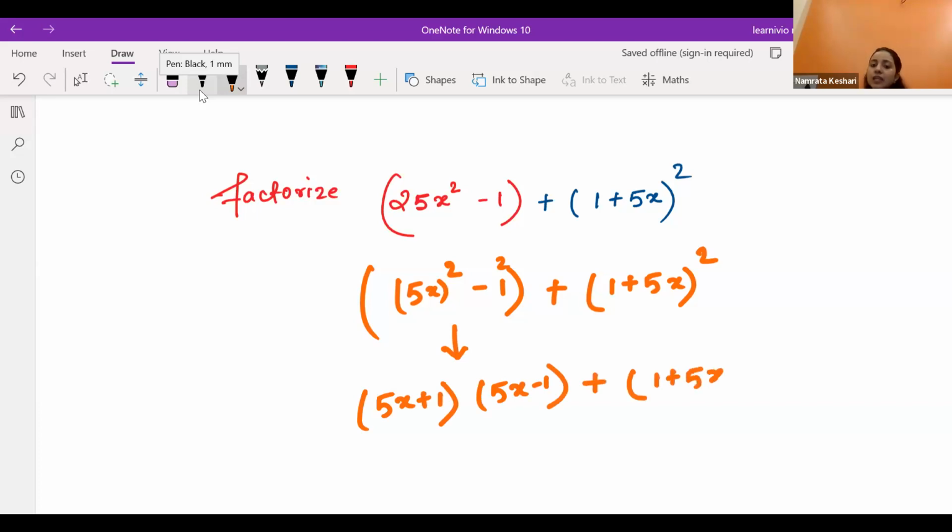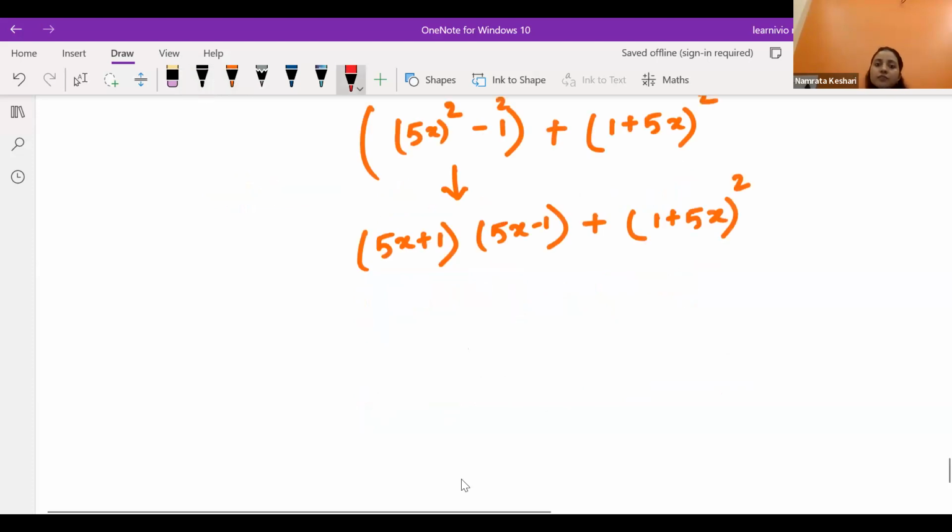Now if I will ask you again the same question, how many terms are there? Two terms are there. And what is the common factor? 5x plus 1, right? So 5x plus 1 is the common factor. We can take it out and we are left with 5x minus 1 over here, the first term. And the second term, the remaining part will be? Yes, 5x plus 1.